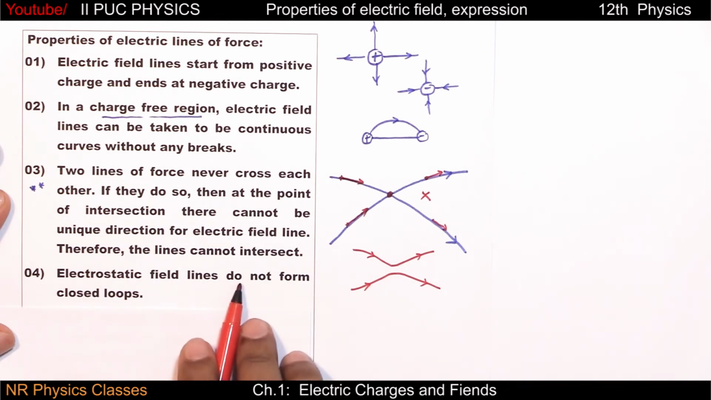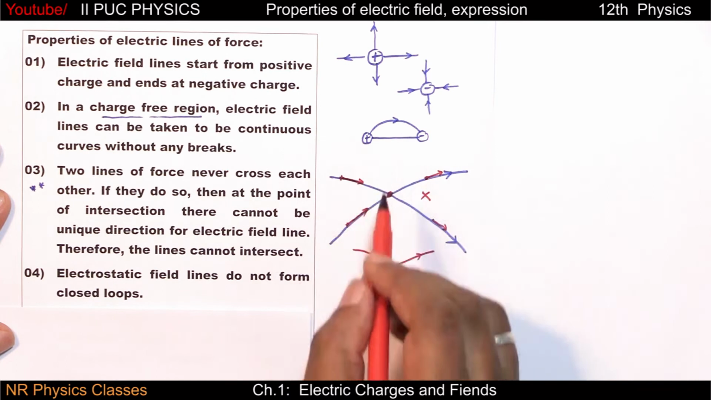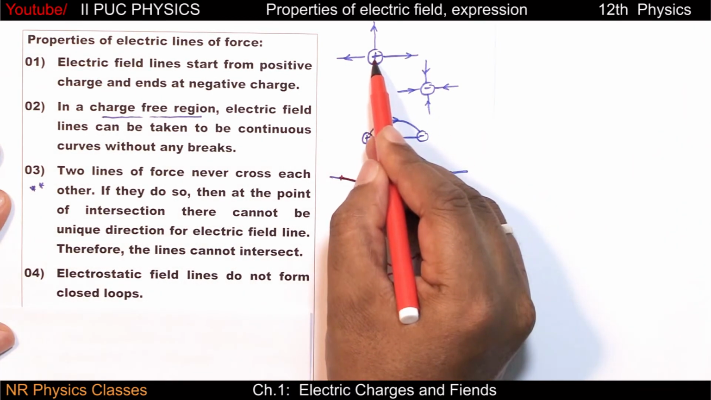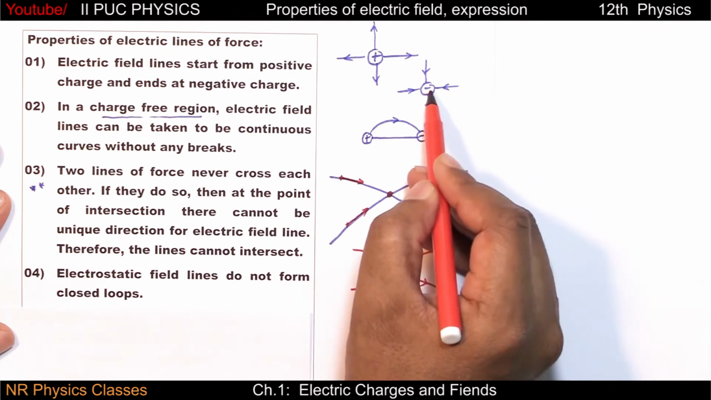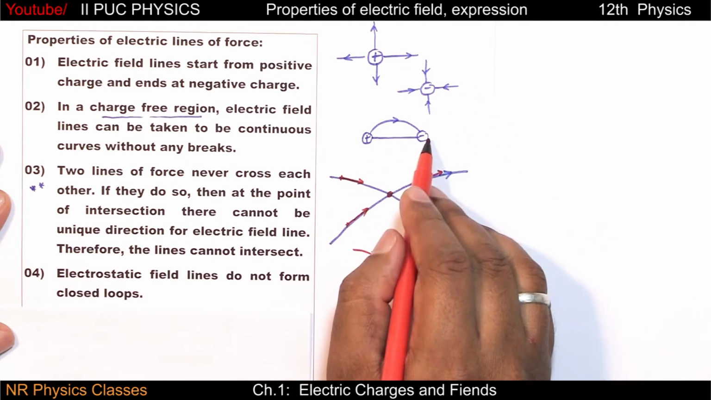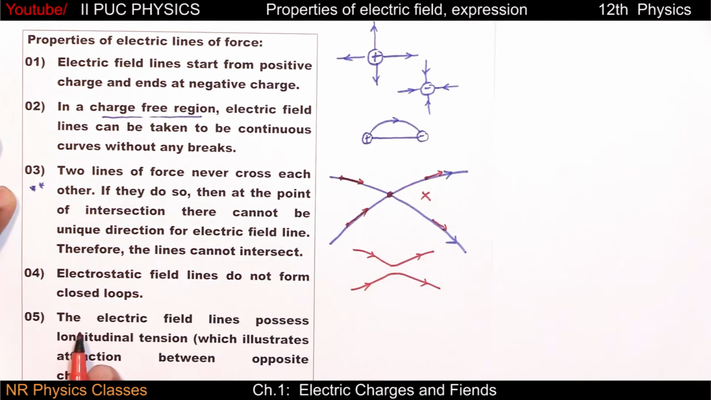Electrostatic field lines do not form closed loops. Of course, for isolated point charges, for a point positive charge the lines are radially outward and for a point negative charge radially inward. If there are other charges, then it forms closed loops. Otherwise, no. The electric field lines possess longitudinal tension, which illustrates attraction between opposite charges.